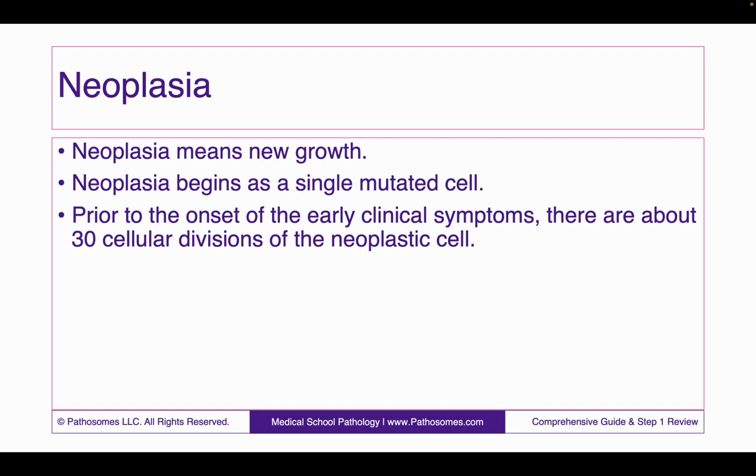Neoplasia, let's get into this. Neoplasia means new growth. Neoplasia begins as a single mutated cell, and prior to the onset of the early clinical symptoms, there are about 30 cellular divisions of the neoplastic cell.